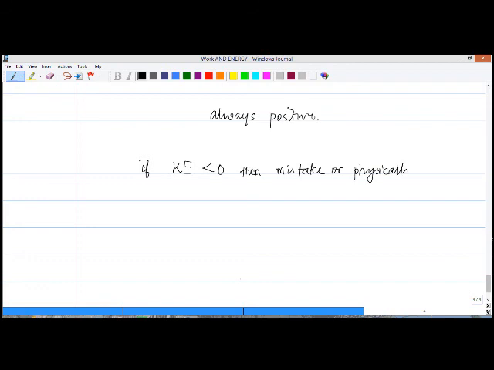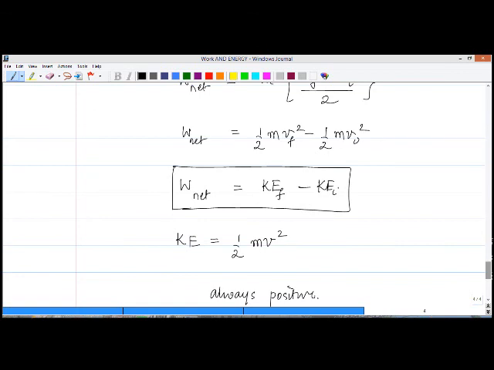Alright, so in the next video we'll apply this concept, the work-kinetic energy theorem, to some situations, and we'll figure out speeds or whatever we need to figure out.